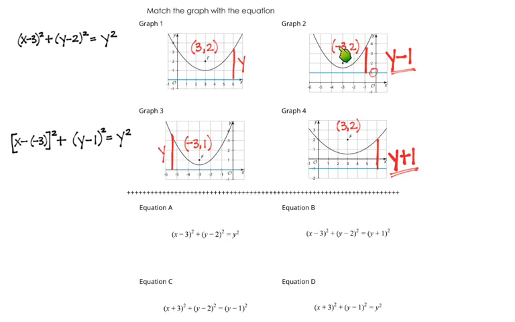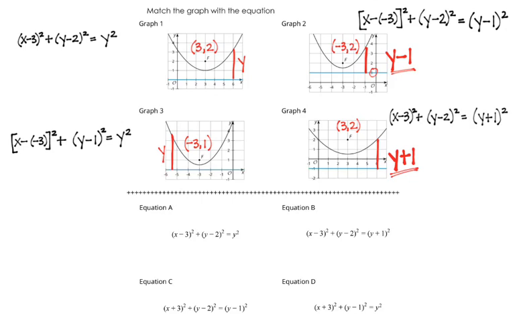Over here, my focus is negative 3, 2. Once again, I'm going to be subtracting from my x and y these numbers, so I've got x minus negative 3 quantity squared, y minus 2 quantity squared, and it equals the distance from any point there to the directrix, y minus 1 quantity squared. And the fourth one we have here, subtract your x and your y, and then equals the height squared.